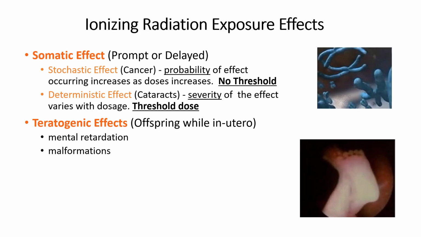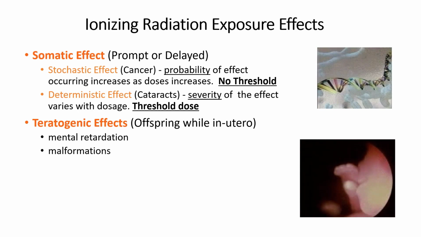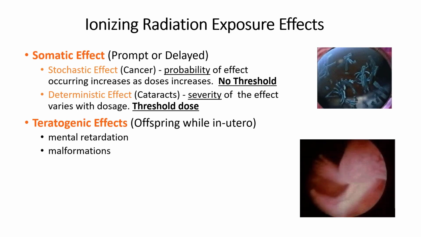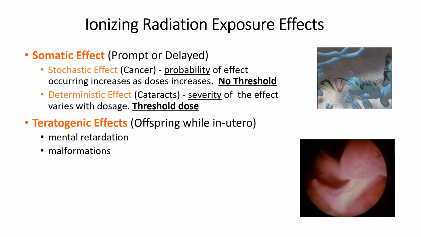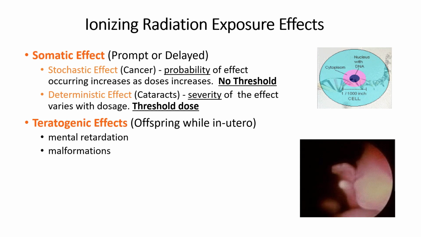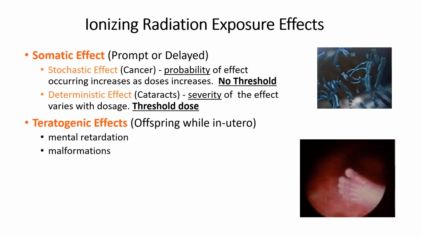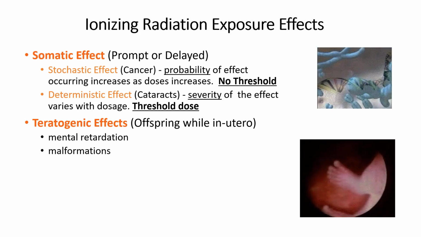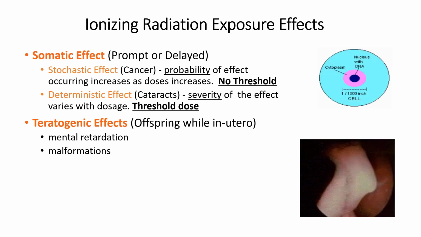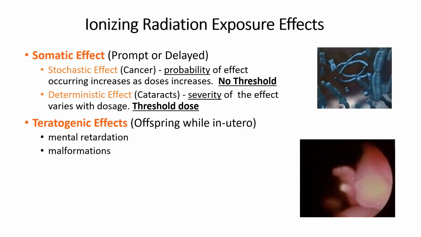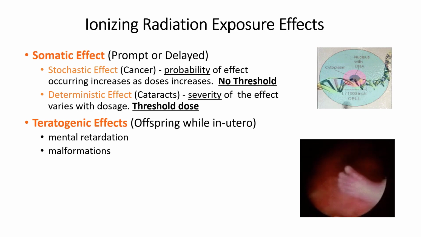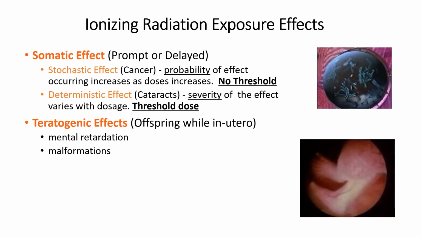Ionizing radiation exposure effects. We are looking at two main areas: teratogenic effects and somatic effects. Teratogenic effects are the effects of ionizing radiation on offspring while in utero. The majority of what we focus on in this program is the somatic effect, which can either be prompt or delayed. The somatic effect has two types of effects in the exposure.